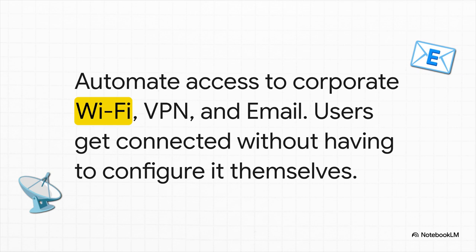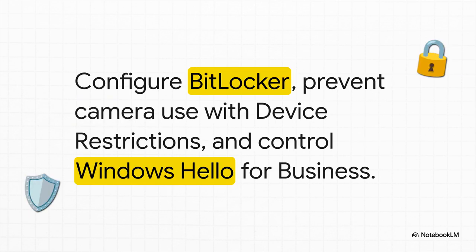It's huge. All right, next up, and this one is absolutely crucial, is security. This is where the magic happens. You can enforce stuff like BitLocker encryption using endpoint protection. Or say you want to disable the camera on certain tablets. You can do that with device restrictions. You can even set up Windows Hello for Business to make logins way more secure. This is your digital fortress right here.